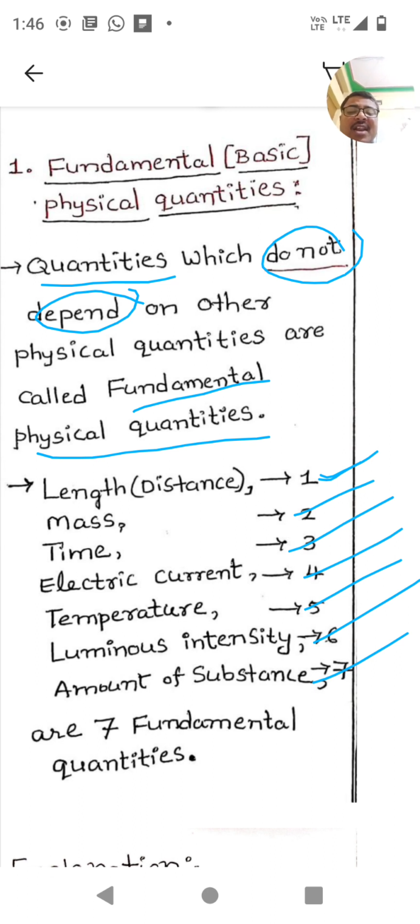Except for these 7, all the remaining quantities are derived physical quantities.